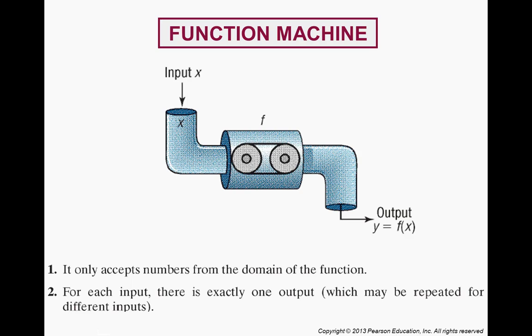I want you to think about your function as a machine. We put something into our function machine, our function operates on that value, and then it gives us an output. We have been calling it x and y, and now that we're talking functions, we're going to talk about it as x and f of x. Where we had y before, we are now going to use f of x, or a function in terms of x. It only accepts numbers from the domain of the function. If it's outside the domain, we cannot put it into our function machine. And for each input, there is exactly one output, which may be repeated for different inputs.